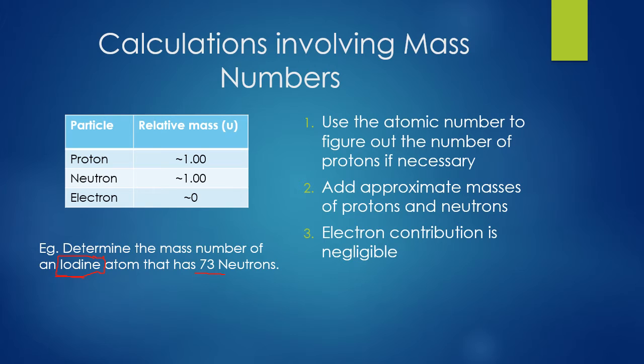So to solve for the mass number, we would take 53, the number of protons, and add it to 73, the number of neutrons. Remember, we don't need to know the number of electrons, because since their mass is so small, it doesn't count towards the total mass number. So adding the protons to the neutrons, we get a total mass number of that particular iodine atom at 126.